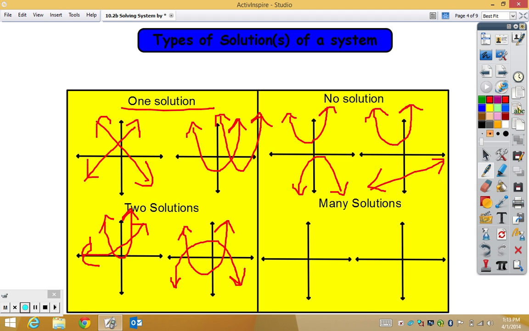Or I may have many solutions, which if I have a line, I may have a line that's exactly the same. Or maybe I have an exponential curve, and then the exponential curve is exactly the same.